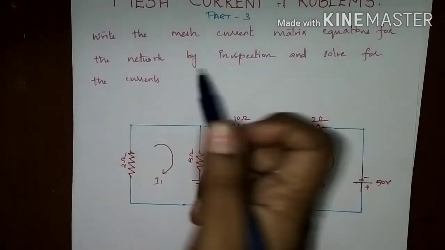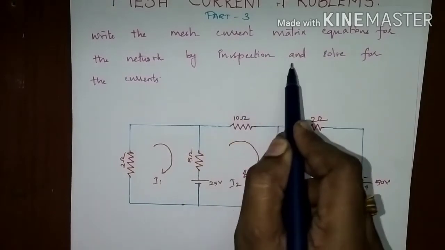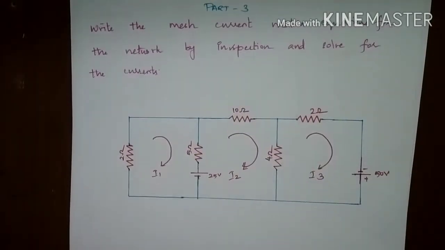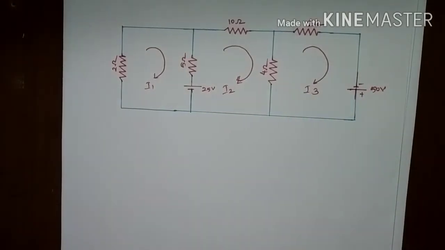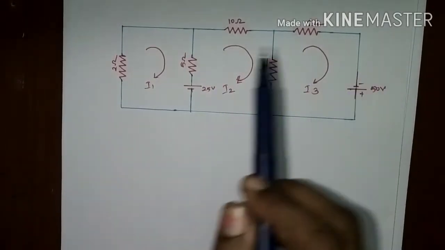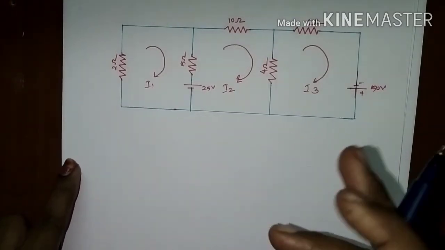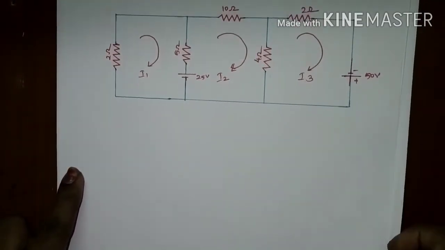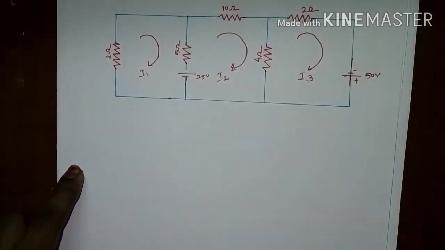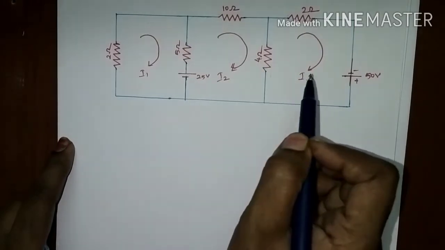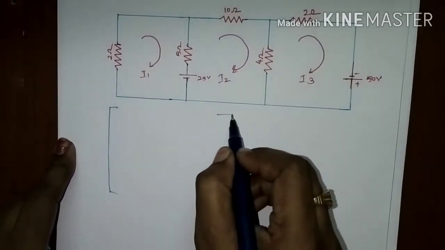In this problem, write the mesh current matrix equation for the network by inspection and solve for the currents. This is a 3 mesh network which can be solved by using matrices and determinants. First of all, we can form the matrix and solve the equation. Since this is a 3 mesh network, we will get a 3 cross 3 matrix. The KVL equations of matrix for these 3 meshes are formed.